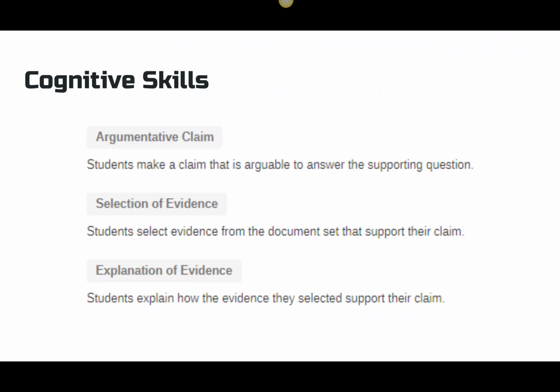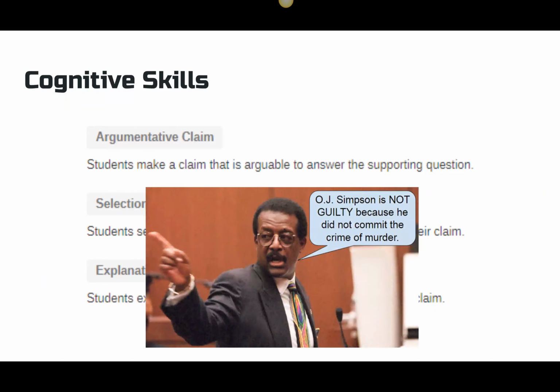When you're talking about claim and evidence, I can't help but think back to court cases. One of the most popular court cases when I was growing up was the O.J. Simpson trial, and Johnny Cochran was his attorney. If you think about it, the compelling question in that case was, did O.J. Simpson commit the crime of murder? Johnny Cochran comes out, and his claim is that O.J. Simpson is not guilty because he did not commit the crime of murder. So there's his claim, his response to the question.